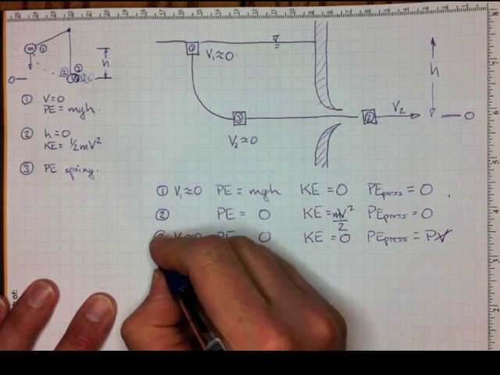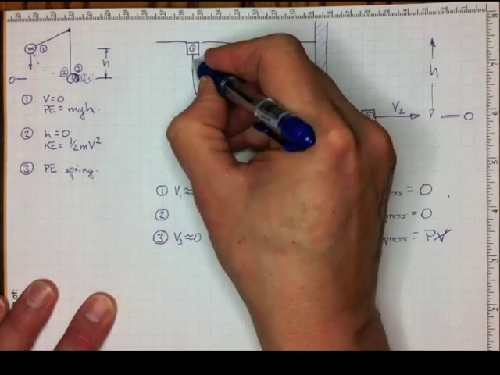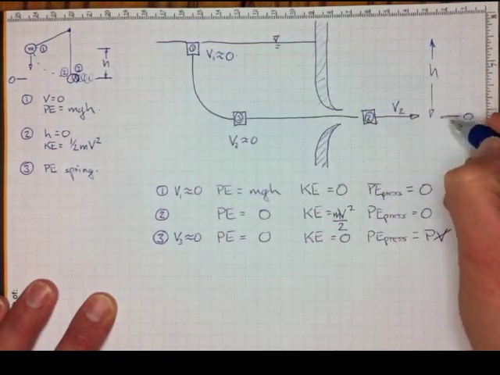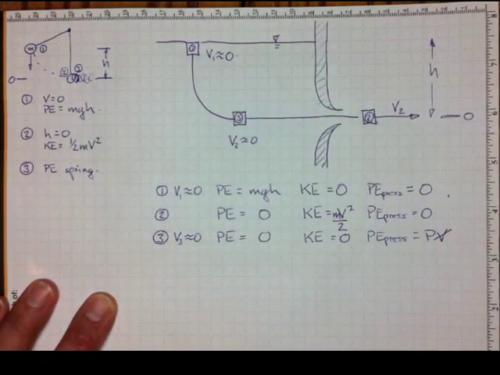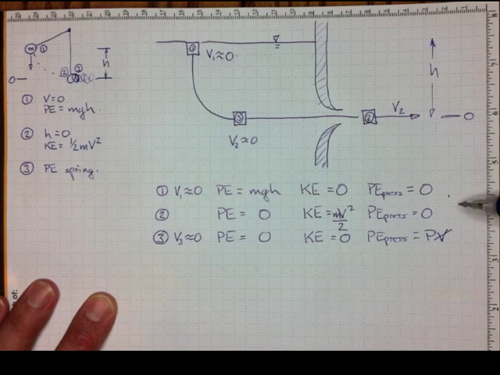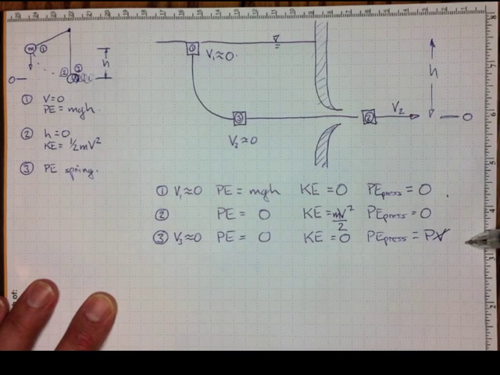Now, if there are no losses along the path followed from here down to here and out through the nozzle, there's no energy lost along the way, then the total energy in each of these cases must be the same.